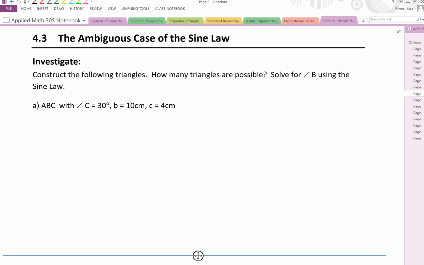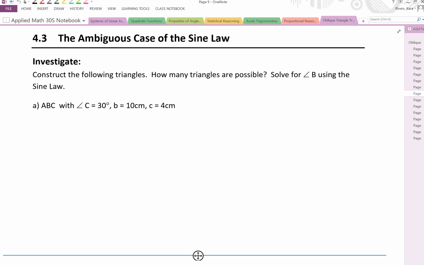In this lesson, we're going to look at the ambiguous case of the sine law. In the first part of this lesson, we did an investigation to see what the different cases are for the ambiguous case of the sine law. We saw that the ambiguous case occurs when the acute angle is opposite the shorter of the two sides, and we always have to have that side-side-angle situation.